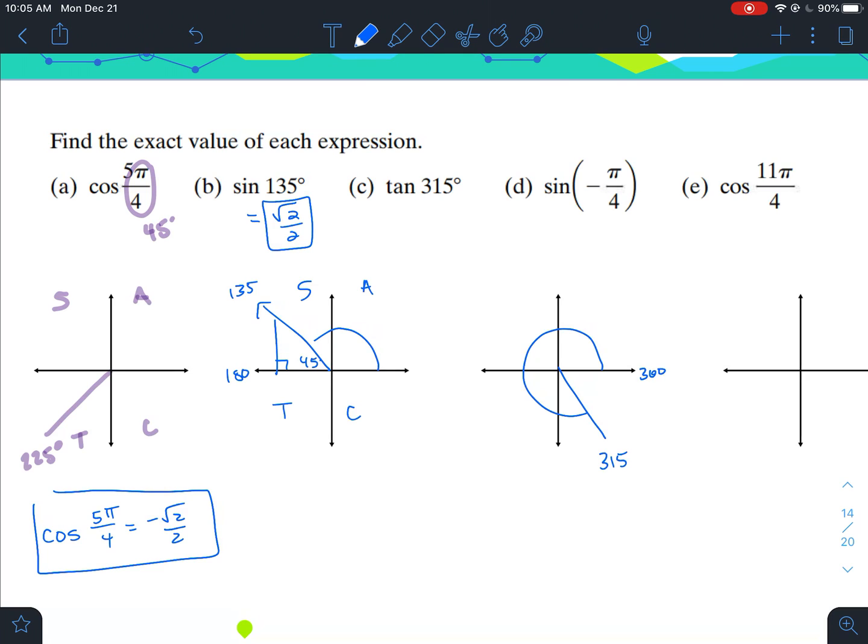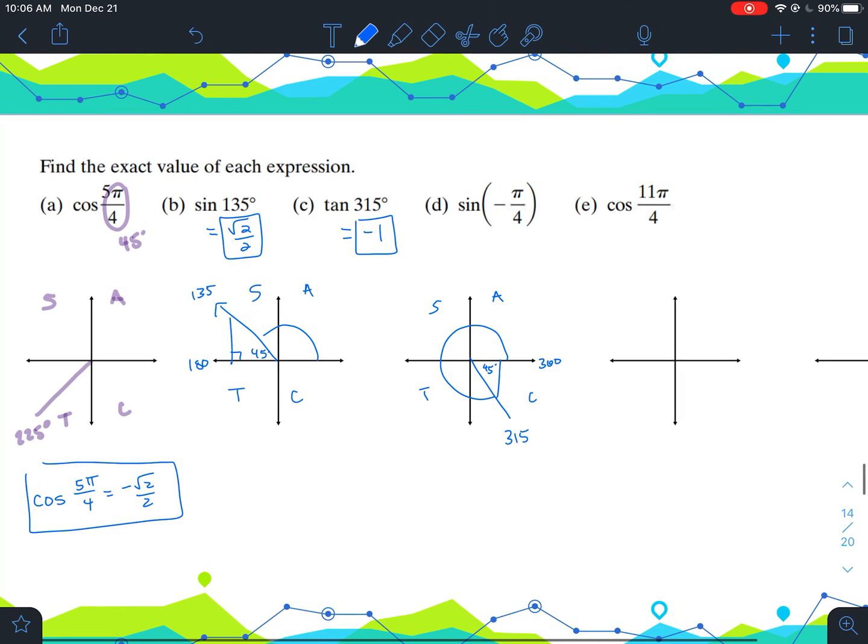The tangent at 315, well, 315 is going to be down here. And then to get to the closest x-axis, I need to get to 360, so I need 45 more. So my reference angle is going to be 45. All students take calculus, so tangent's going to be negative in that quadrant. And tangent at 45 is 1, so it'll be negative 1.